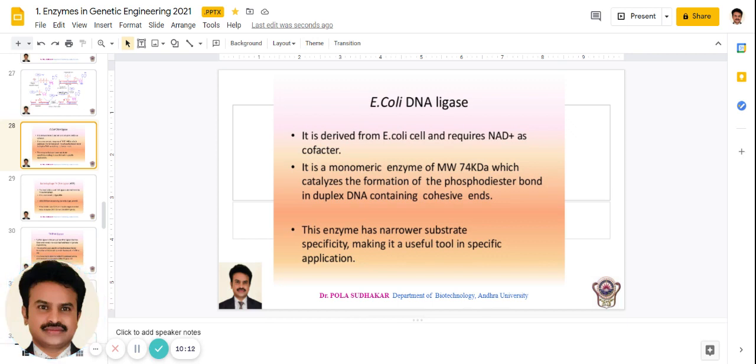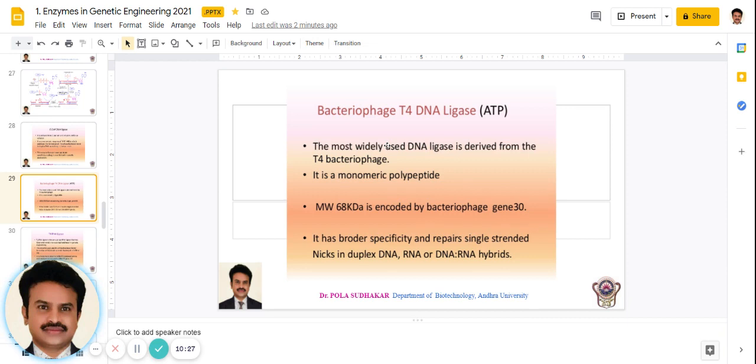This enzyme has narrower substrate specificity, making it a useful tool in specific applications. Now back to T4 DNA ligase. The ligase obtained from T4 bacteriophage is 68 kilodaltons. The most widely used T4 DNA ligase is derived from the T4 bacteriophage.